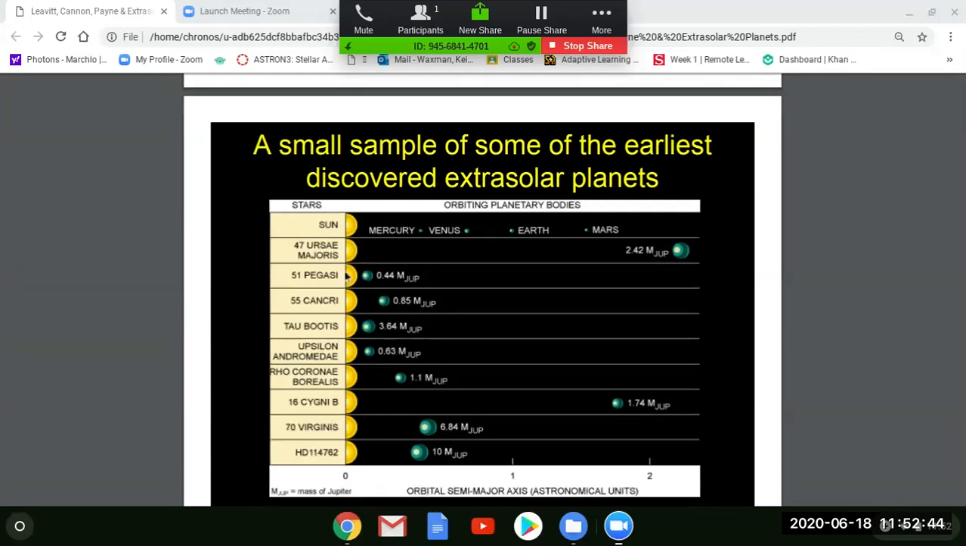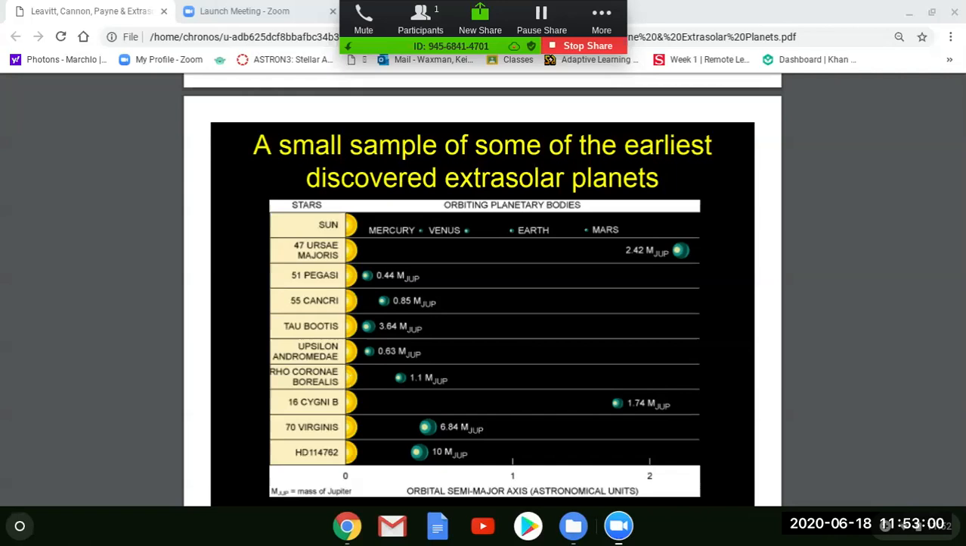These yellow things represent the star. This is a star called 47 Ursa Majoris. Here's our star, the Sun, 51 Pegasi. And look, a lot of these massive planets are very close to their stars. We think, wow, that's weird. In our system, it's not like that.